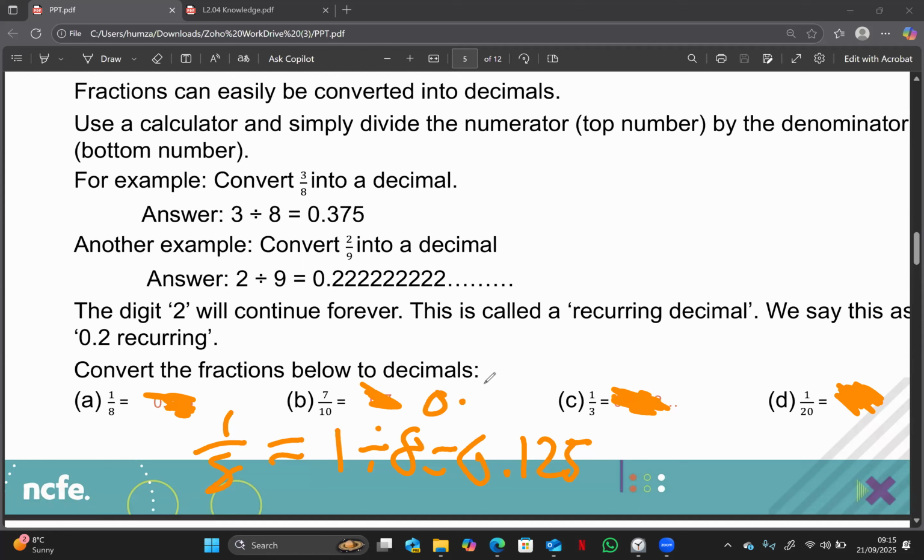Exactly. And the third one, where's my calculator now? What's the third one going to be? Where is the third one? It is C, 1 over 3. Yeah, 1 divided by 3, which is... My calculator. I know calculator.